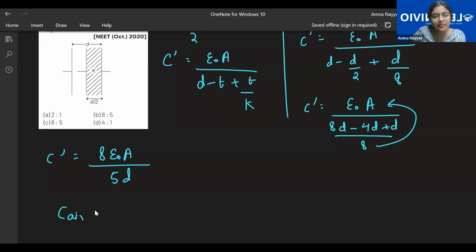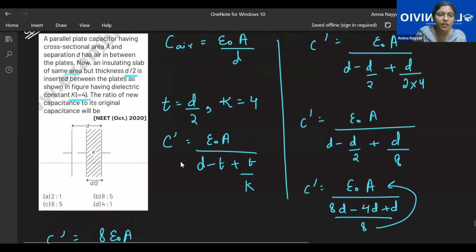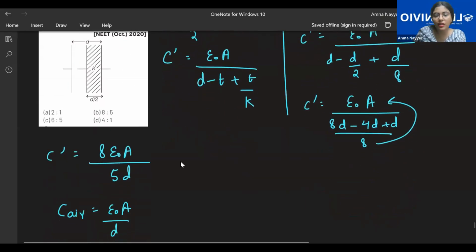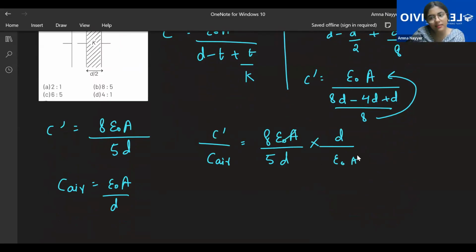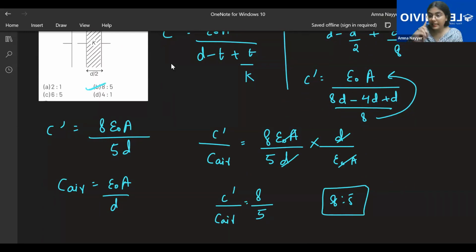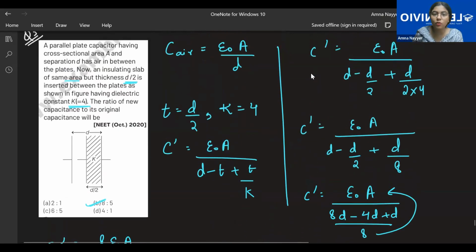And C air is epsilon naught A by D. So we have to take the ratio of new to original, that is C dash by C air. C dash is 8 times epsilon naught A by 5D, C air is epsilon naught A by D. This gets cancelled, so C dash by C air is equal to 8 by 5. The ratio is 8 is to 5, option B. Tell me, class, did you understand this question? This was from your 2020 paper, COVID time.